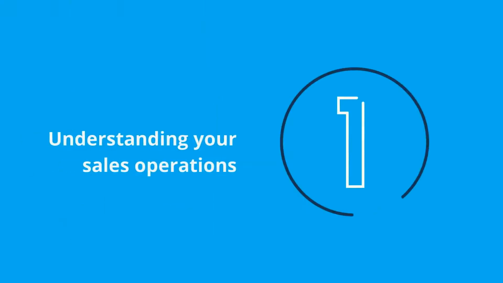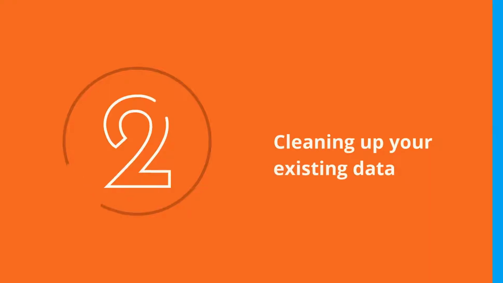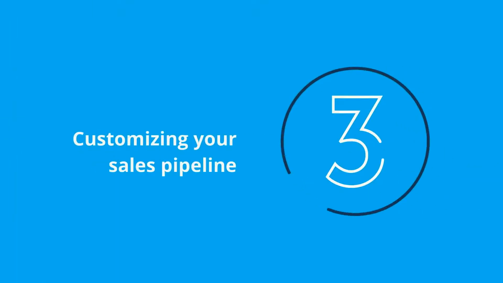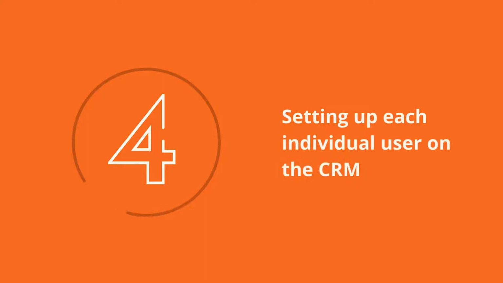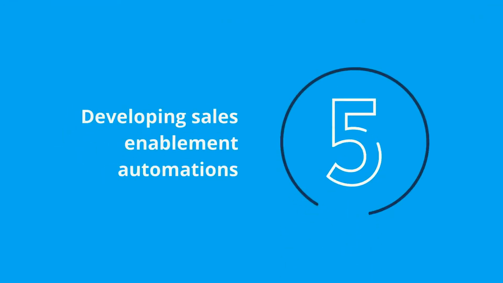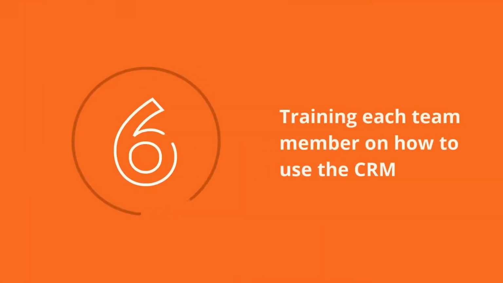Today, I am going to walk you through exactly what to expect when you work with ManoByte to migrate your contact database over to the HubSpot CRM. We'll cover the 6 main phases of your CRM implementation project, which include understanding your sales operations, cleaning up your existing data, customizing your sales pipeline, setting up each individual user on the CRM, developing sales enablement automations, and training each team member on how to use the CRM.